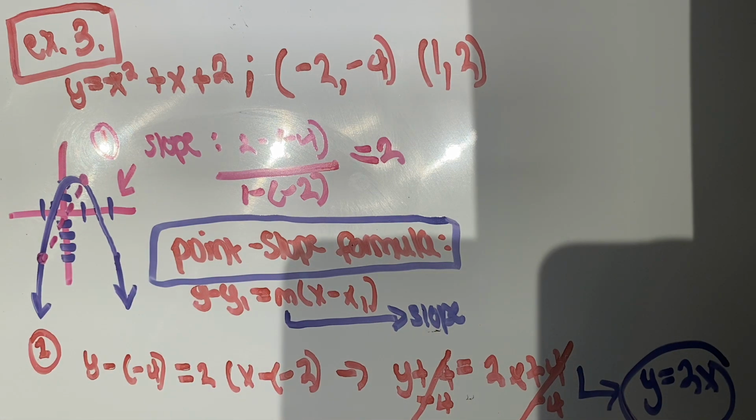Let's plug in our known values, y1, the slope of the line, and x1. This yields y minus negative 4 equals 2 parentheses x minus negative 2. We can move the 4 to the other side of the equation, which effectively leaves us with no y-intercept for our parabola. Therefore, our equation of the secant line is y equals 2x.